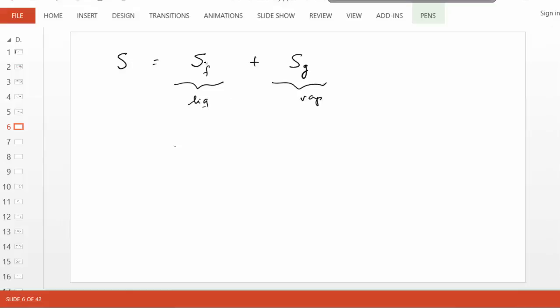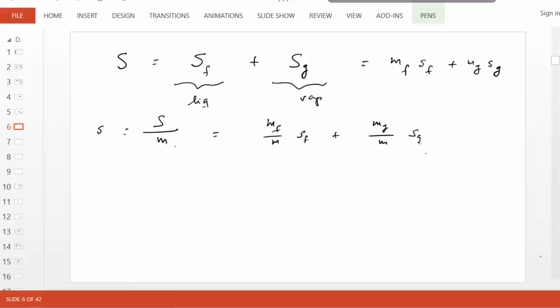We can also write that this is the total entropy. So we can write mass of the liquid and entropy per unit mass of the liquid, saturated liquid. So we can simply express it like this. So what would be the specific entropy, which is S divided by mass, right? So as you can see, what happens here is if I divide by the mass, it becomes mf over m sf plus mg over m sg.